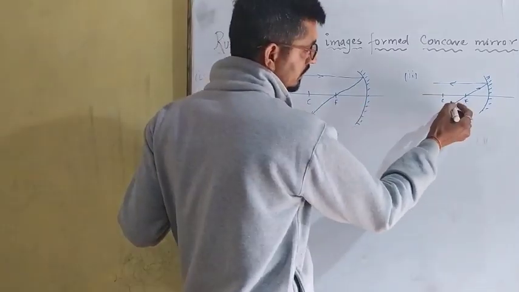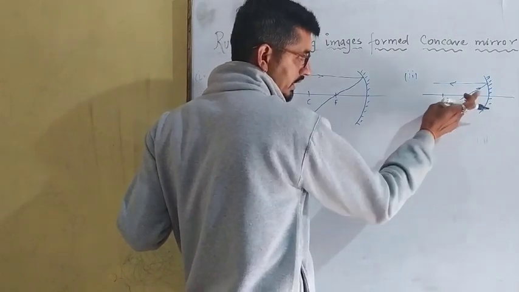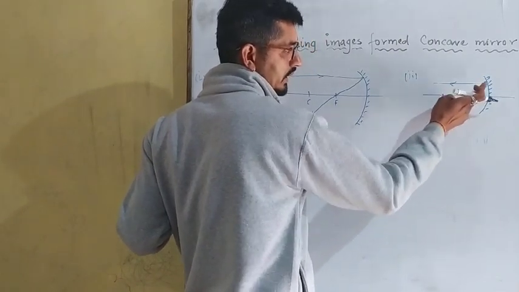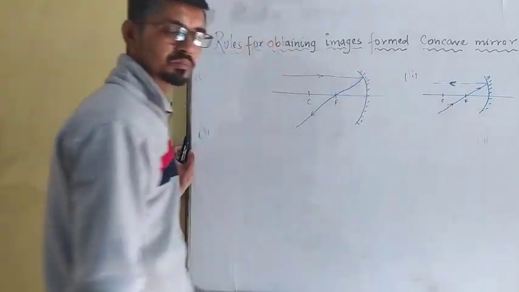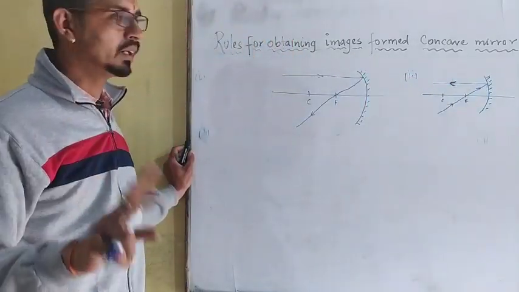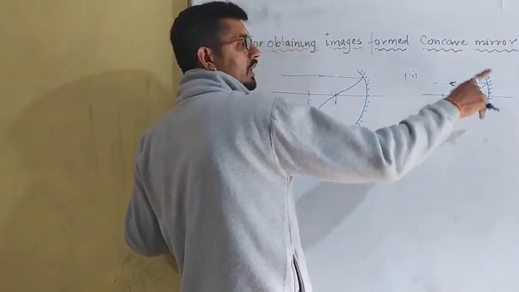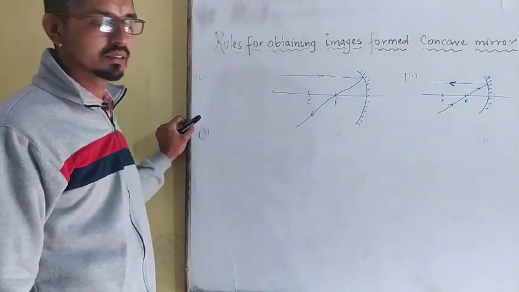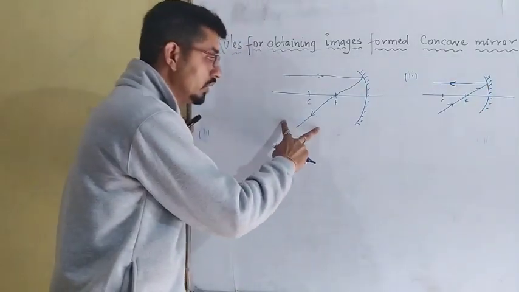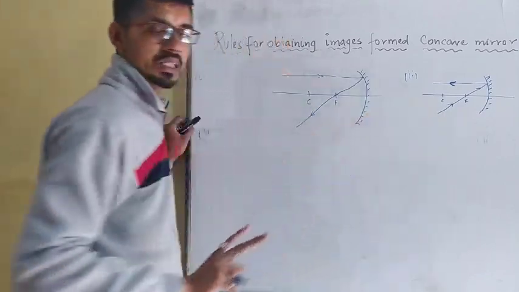Here as well, the arrow is telling that the light ray is coming from here. Okay, and after reflection it is reflecting like this. This is the second rule. That means if a light ray passes through the focus, after reflection from the mirror, it becomes parallel to the principal axis. You have to write the rule in words as well as the diagram.